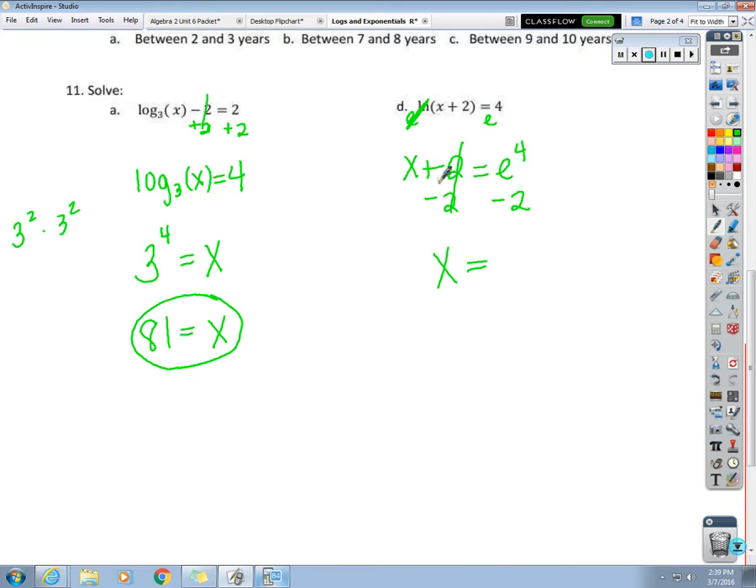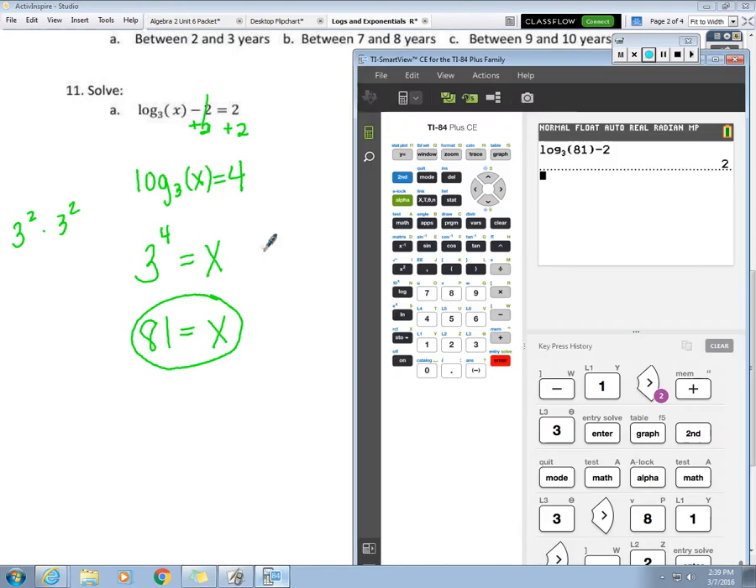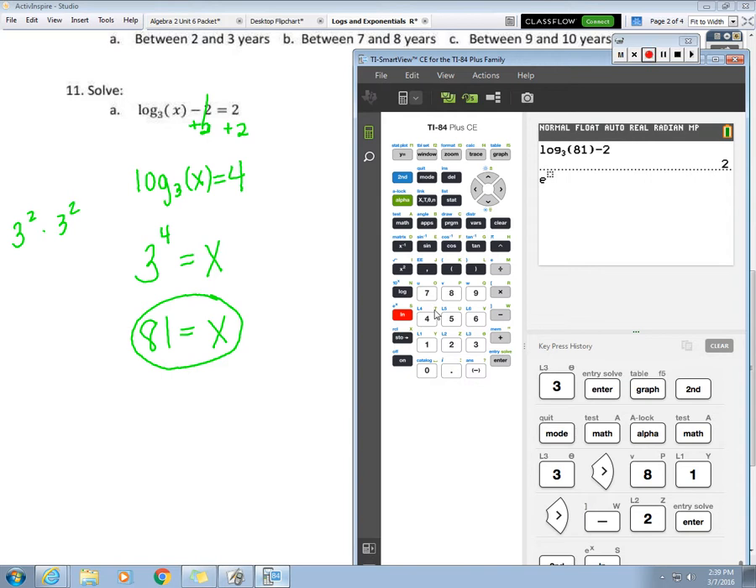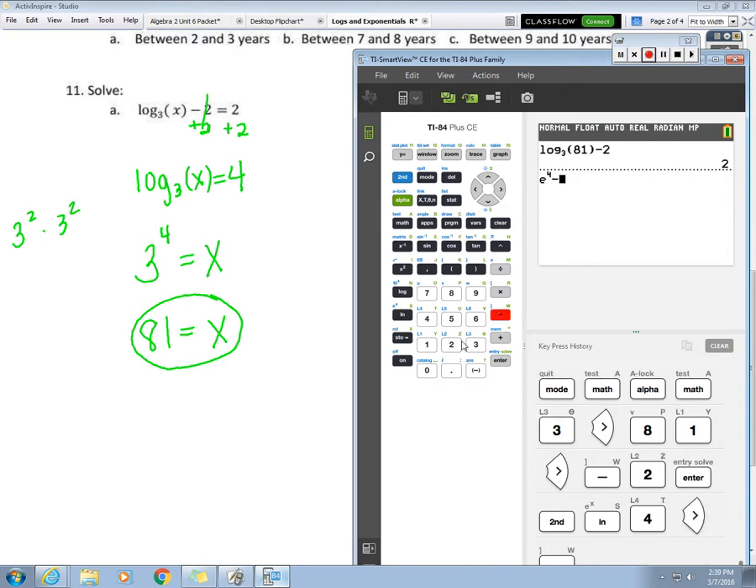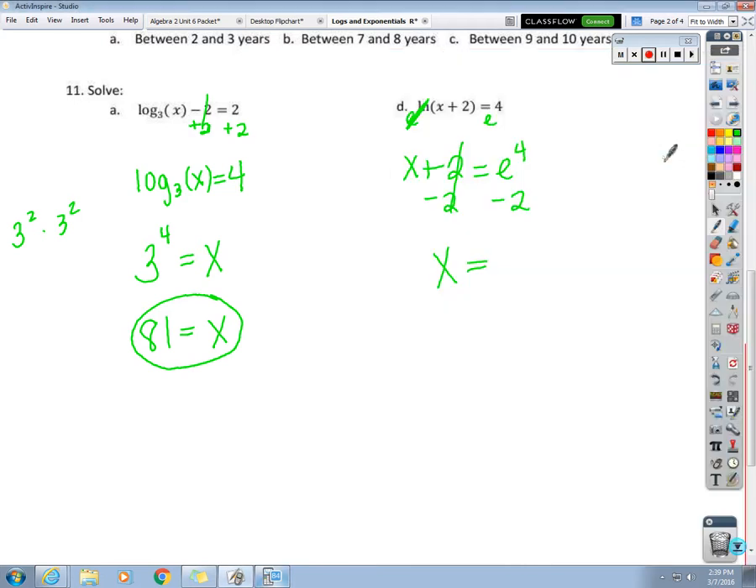I had to subtract it. Okay, so look. To put the e on the calculator, you do second ln. Raise it to the 4th power, and then subtract 2. And you get 52.59, so 52.6.